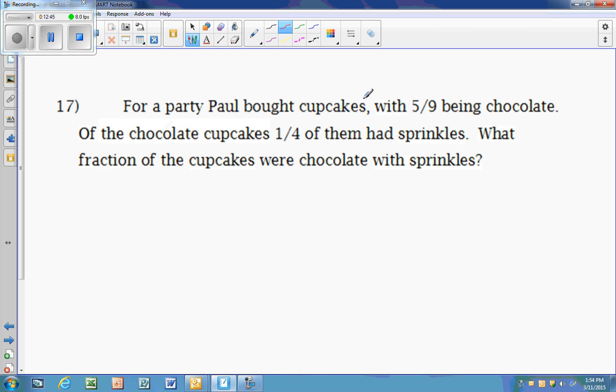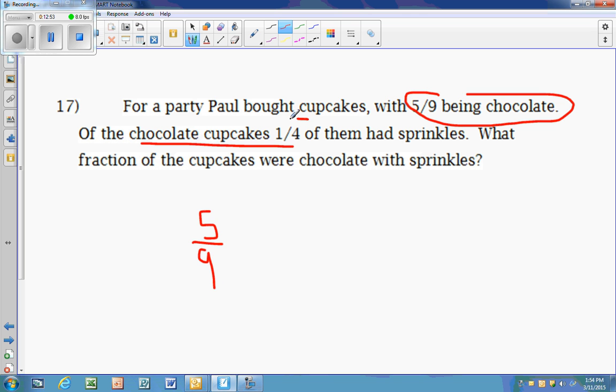For a party, Paul bought cupcakes. 5/9 are chocolate. So he has 5/9 are chocolate. And then of the chocolate cupcakes, 1/4 are sprinkles. So 1/4 of the 5/9 are chocolate and sprinkles. And that would give me my 5/36.